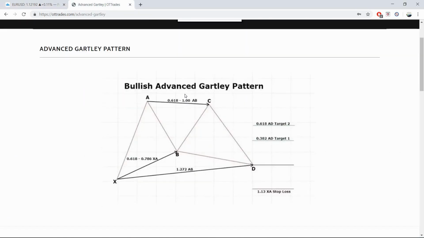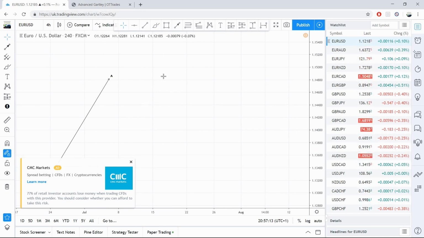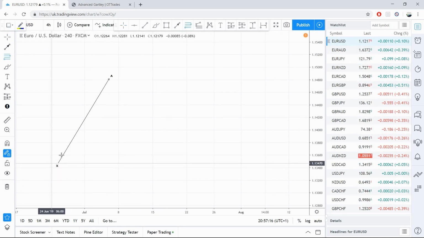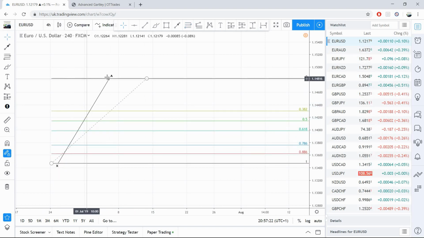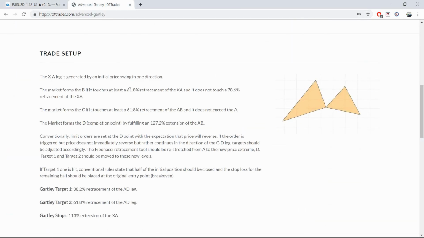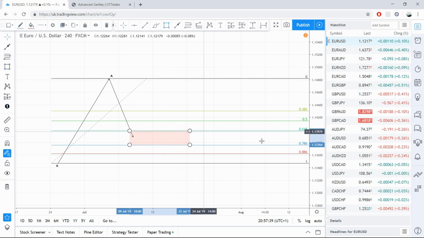The next leg is the B leg, obviously, and for the Gartley, the market forms the B point if it touches at least a 618 retracement of the X to A leg and does not touch the 786 retracement of the X to A leg. So we can get our Fibonacci retracement tool and drag it from X all the way up to the A point. At least a 618 retracement and does not touch 786. So we're looking for price to enter this zone here. Mark this with a red box. This is going to form our B point.